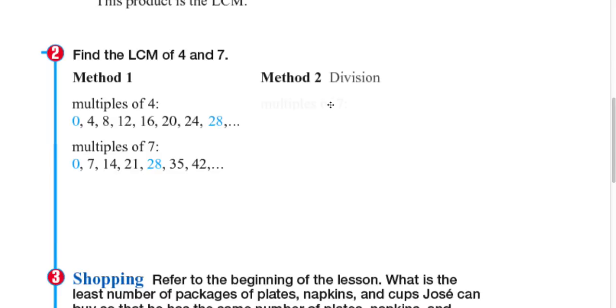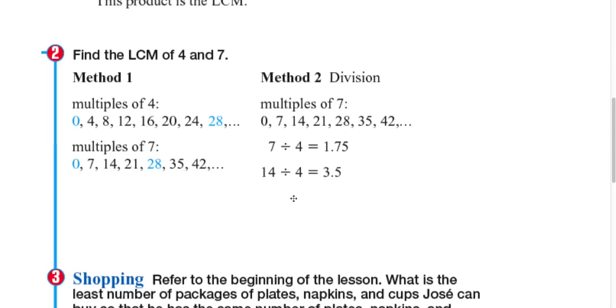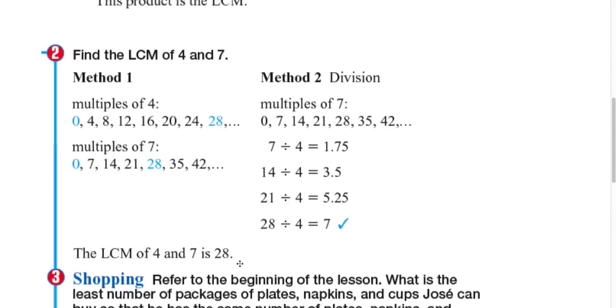Method 2 again is using a calculator, using division. Multiples of 7, look at this. So now you have 7 divided by 4 would be 1.75. Then you continue dividing until you get a whole number. 14 divided by 4 is 3.5. 21 divided by 4 is 5.25, and 28 divided by 4 is 7. So this tells us that the LCM of 4 and 7 is 28. That's method 1 and method 2.